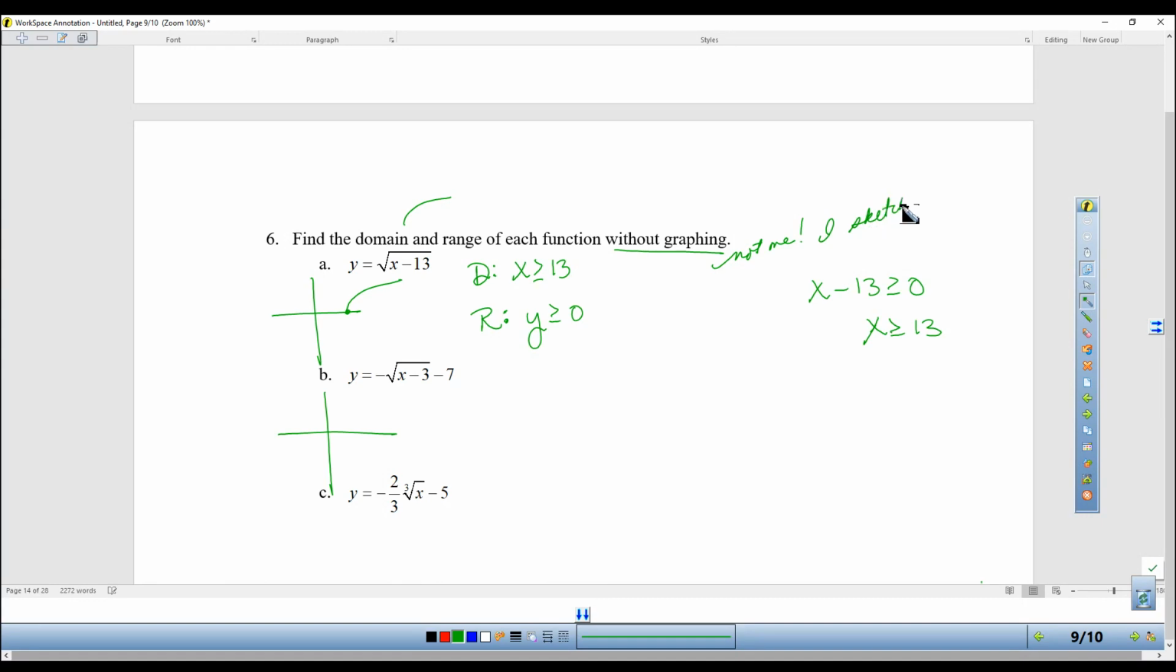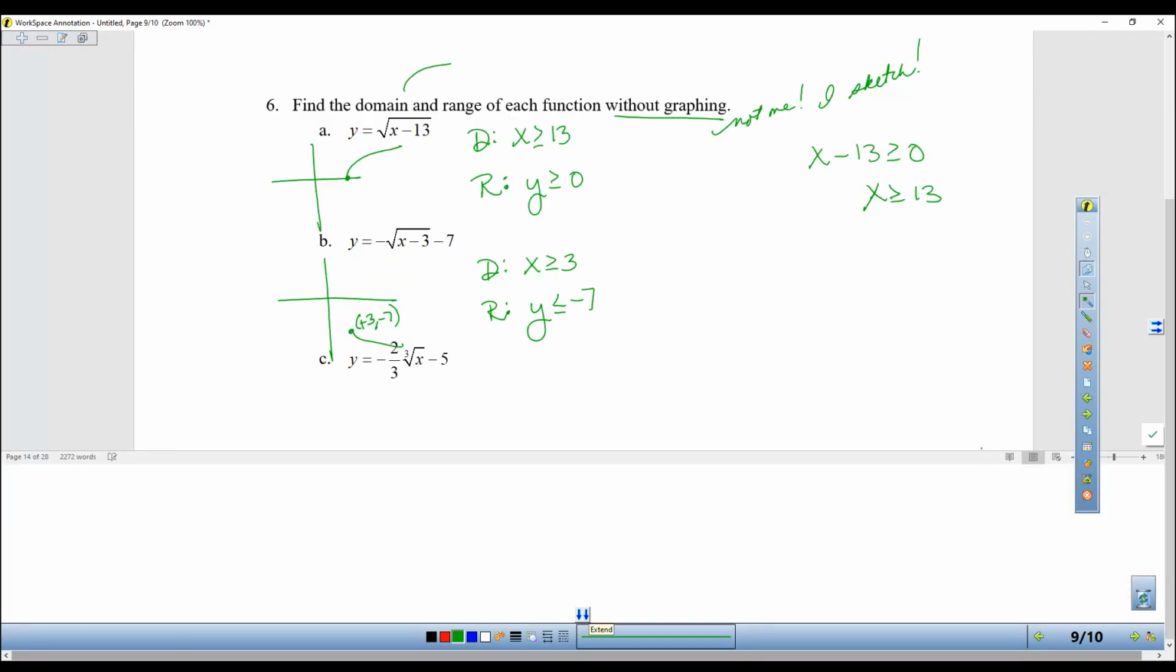I sketch. So I think to myself, this has been moved to the right 3, down 7, and it's going like that because it's a square root function, but it's negative. So now I can see, remember this is positive 3, -7. So in my domain, it's nothing before 3. x is definitely greater than or equal to 3. And in my range, y is definitely less than or equal to -7. So for me, making the sketch is actually everything. Can you figure it out without? Sure.